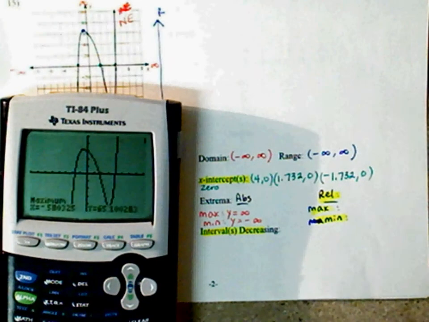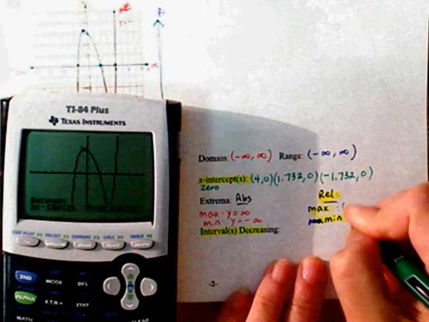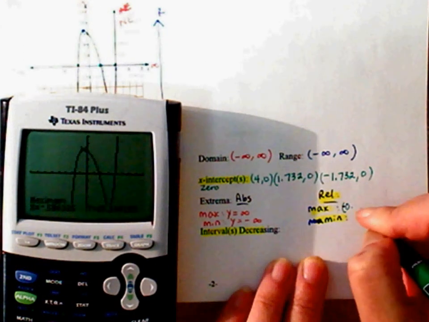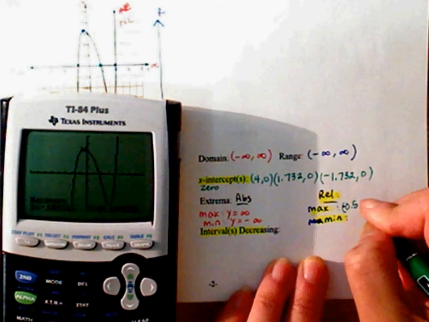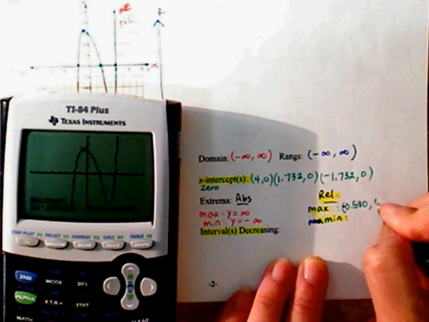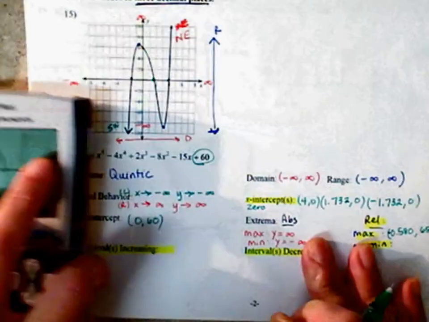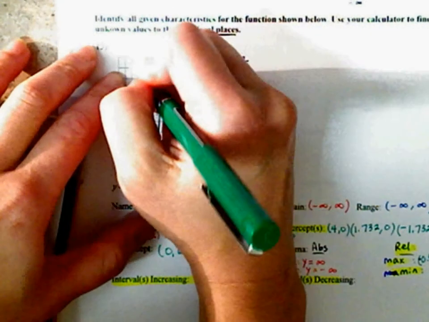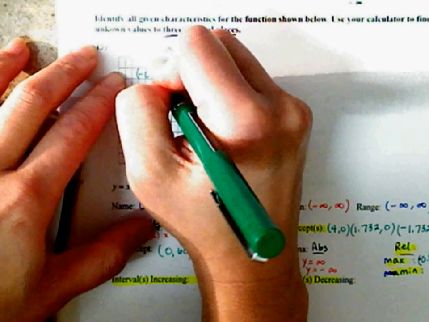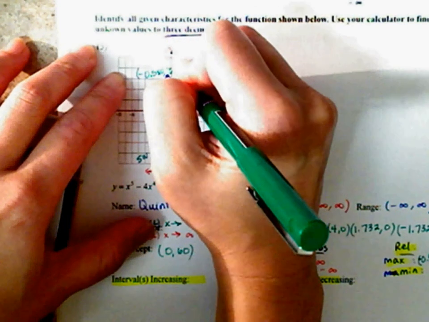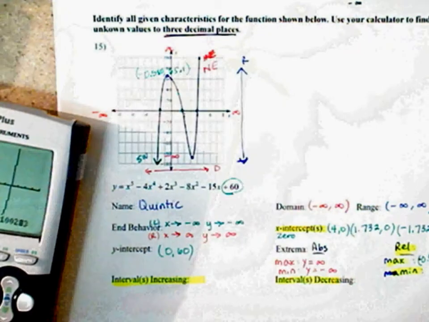So what is your maximum? Negative 0.580, comma, 65.100. Okay? Let me label my point. Negative 0.580, comma, 65.1. Okay, I'm just going to write 65.1. All right, notice how I label. Let's go ahead and find our minimum.